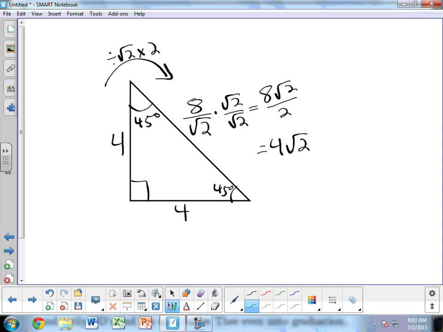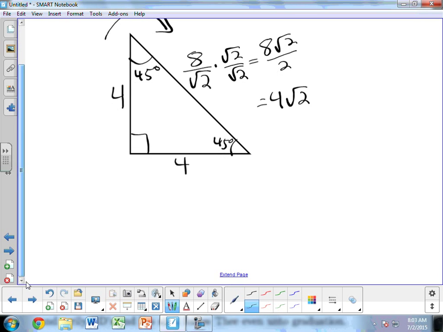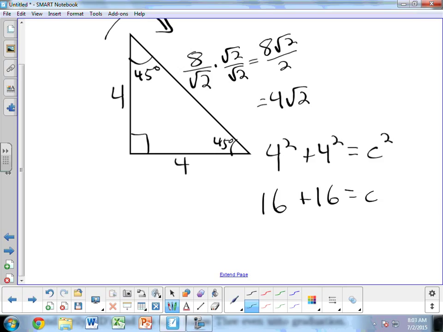Now, since this is the last problem, why not check and use the Pythagorean theorem? We need to see if 4 squared plus 4 squared equals, we need to end up with 4 square roots of 2. For now, we'll label it as c squared. So this is 16 plus 16 equals c squared. 16 plus 16 is 32. So the square root of 32 is c.